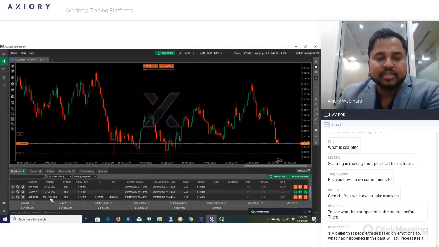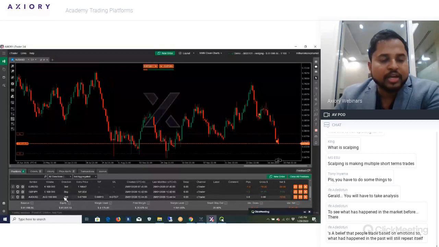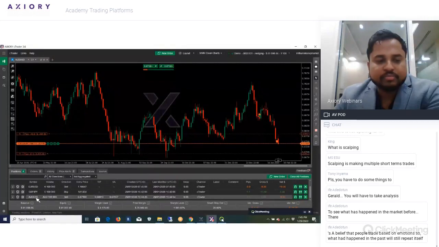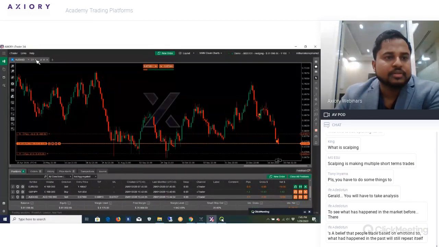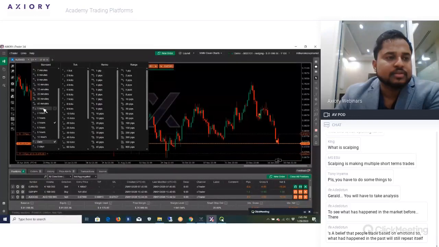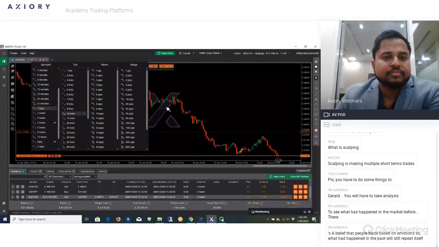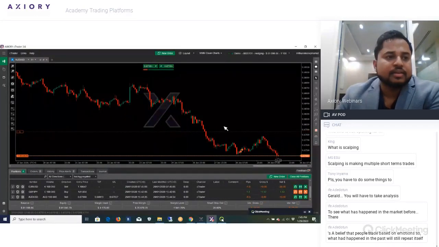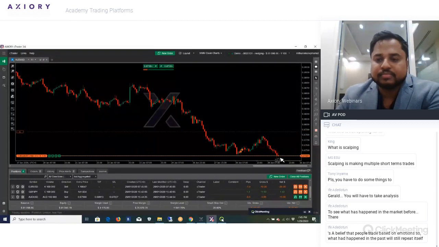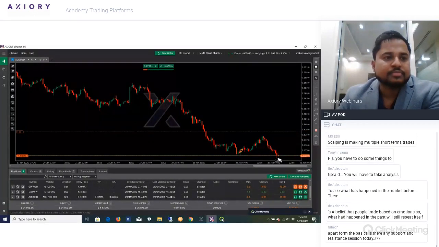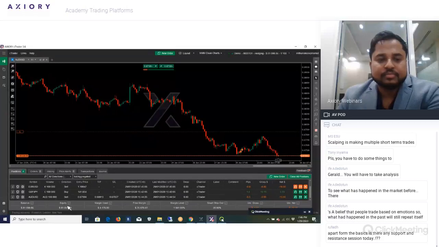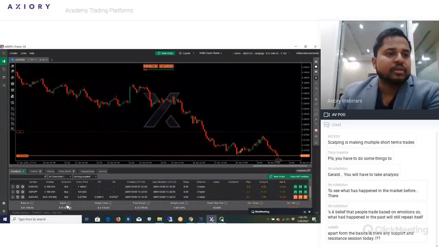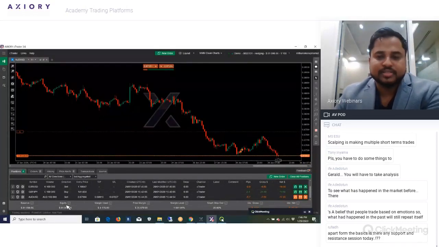I can show you one additional feature here. For example, can you see the current trade running now? AUD USD. Let's go to the 1 hour time frame. Can you see the prices moving down? No, there is no support and resistance session today. It is on the coming classes.